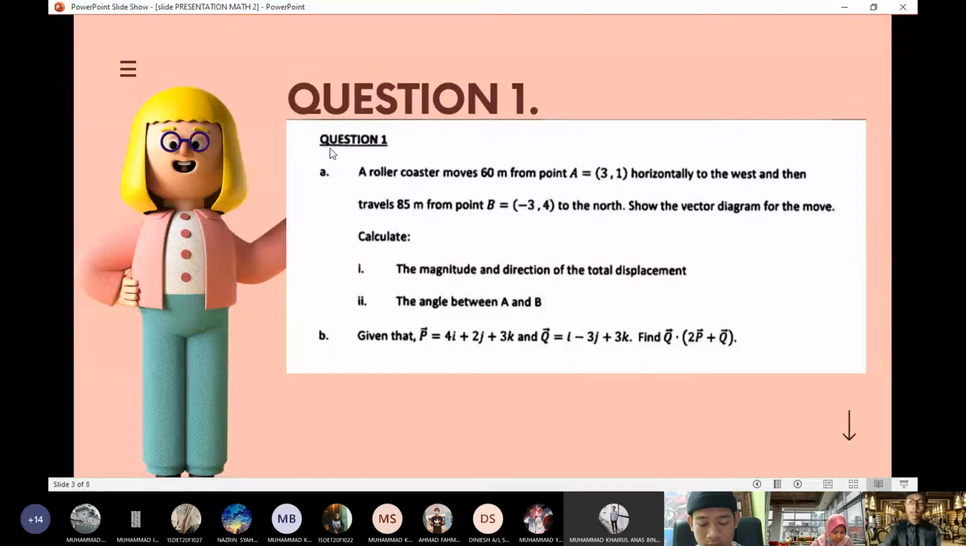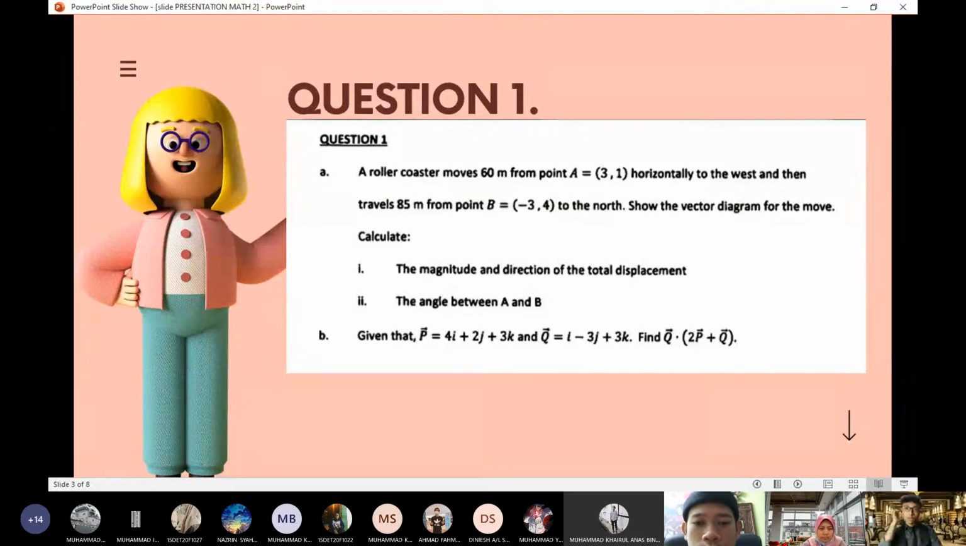Thank you to the brother Hafiz. And now we are going to question 1, which is question A. The question sounds like: a roller coaster moved 16 meters from point A horizontally to the west and then travels 85 meters from point B to the north. Show the vector diagram for the move and calculate: one, the magnitude and direction of the total displacement; two, the angle between A and B.